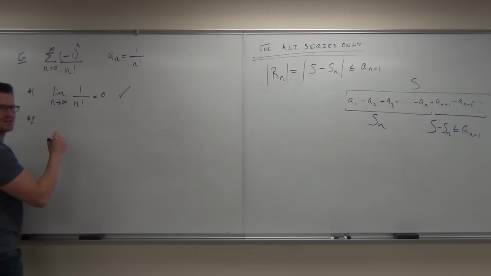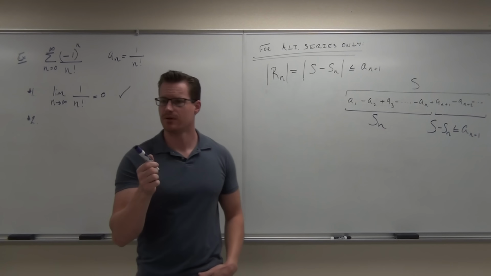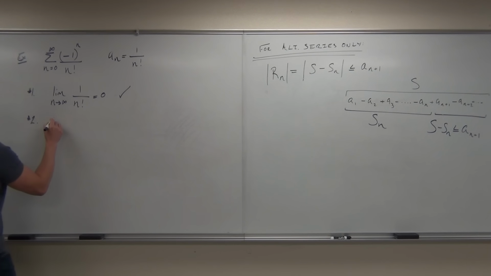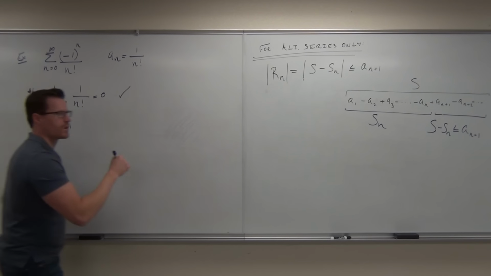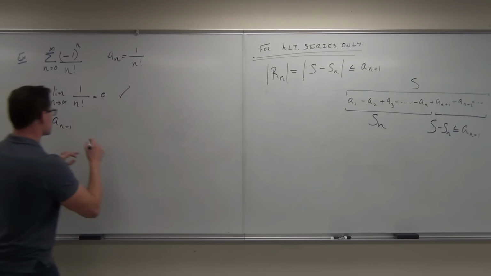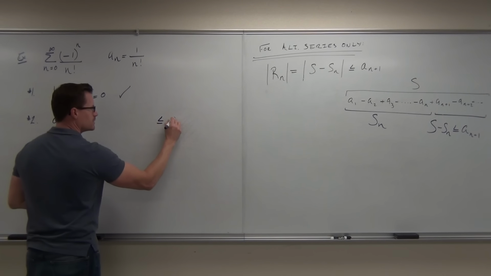Is it decreasing? Would you show decreasing here with a derivative? No. Why not? We don't know how to take a derivative of a factorial, okay, so we'd start with a sub n plus 1. We'd show that a sub n plus 1 is less than or equal to a sub n. You want this to always be less than the previous one. So we want to show that this is ultimately less than or equal to a sub n.